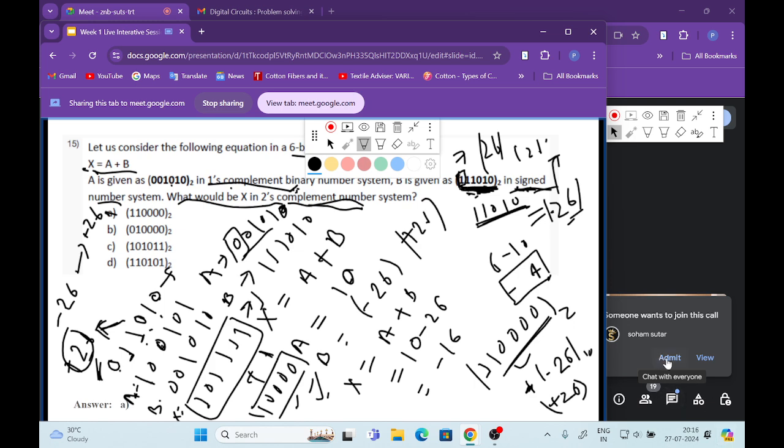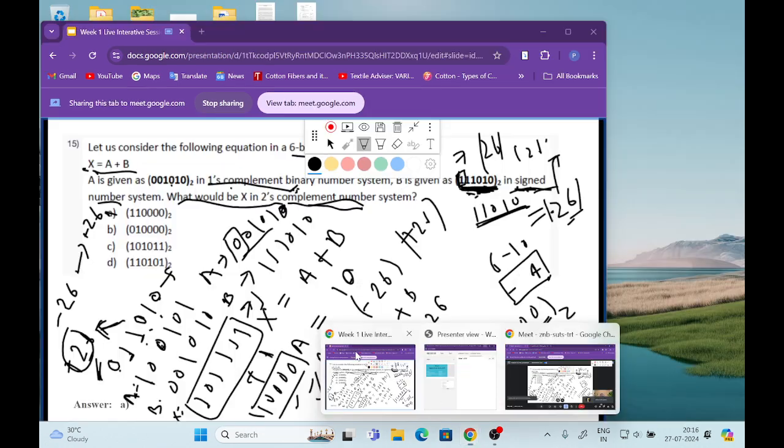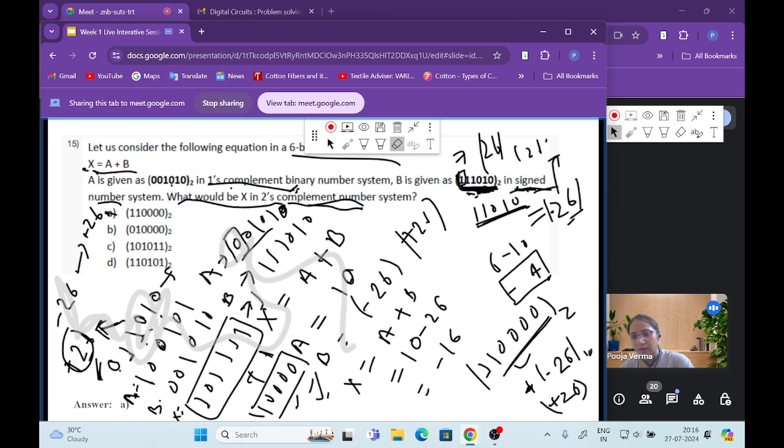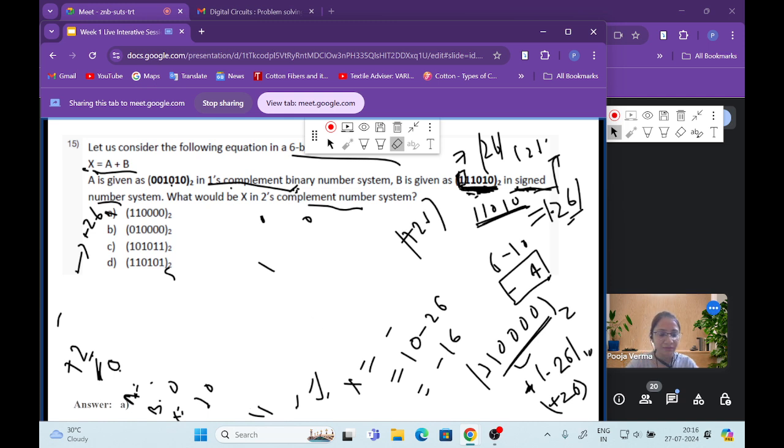Ma'am, I got confused at the place where A and B are written on the left. That needs to be changed, I think. Okay, let me just erase it and write again. Ma'am, the question is sorted, I just got the point. Okay, you got the point. Any other confusion? Yes, ma'am. Thank you, ma'am, so much.